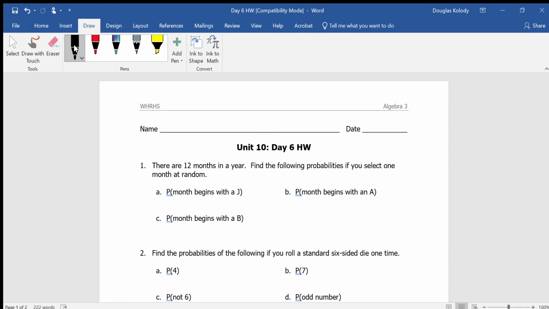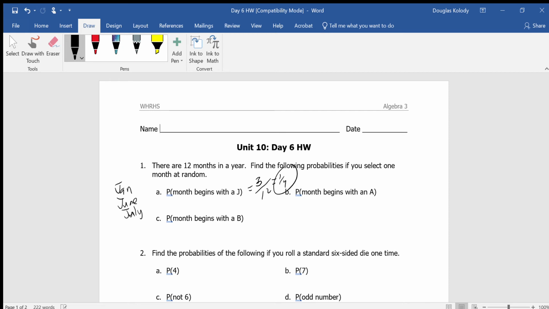Okay, so there's 12 months in a year. Find the probability that a month begins with J. What months begin with J? January, June, July. So that's 3 months out of 12. Make sure you reduce. That's 1/4.